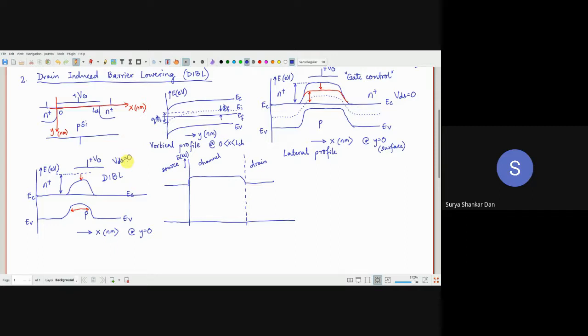So somebody said that if you are applying a higher drain bias, only then it will be there. No, it is not correct. DIBL is independent of the drain bias. Okay. So in more practical situations, what will happen is you will be applying a drain bias. So this will be your QVDS.